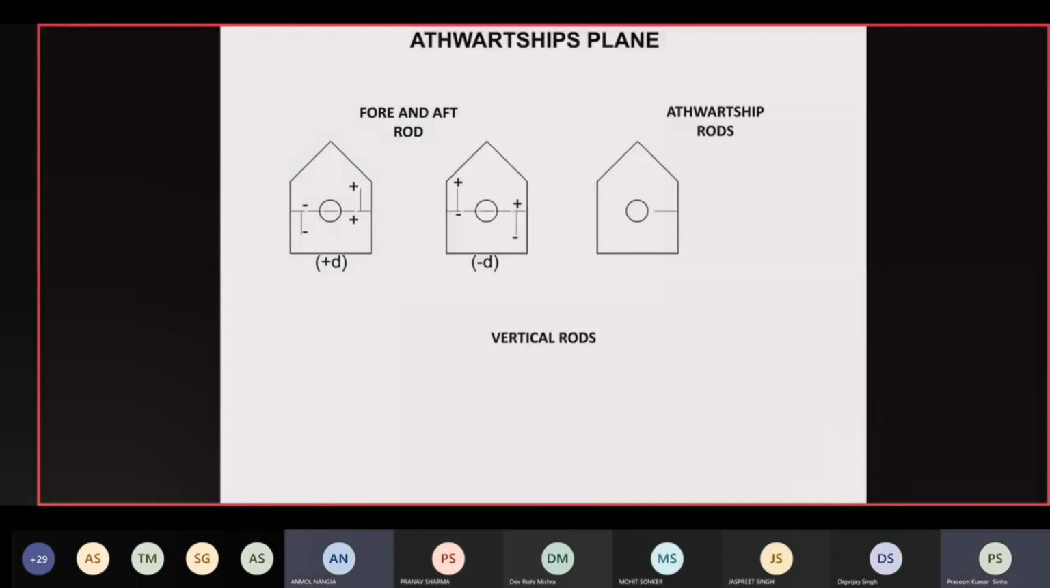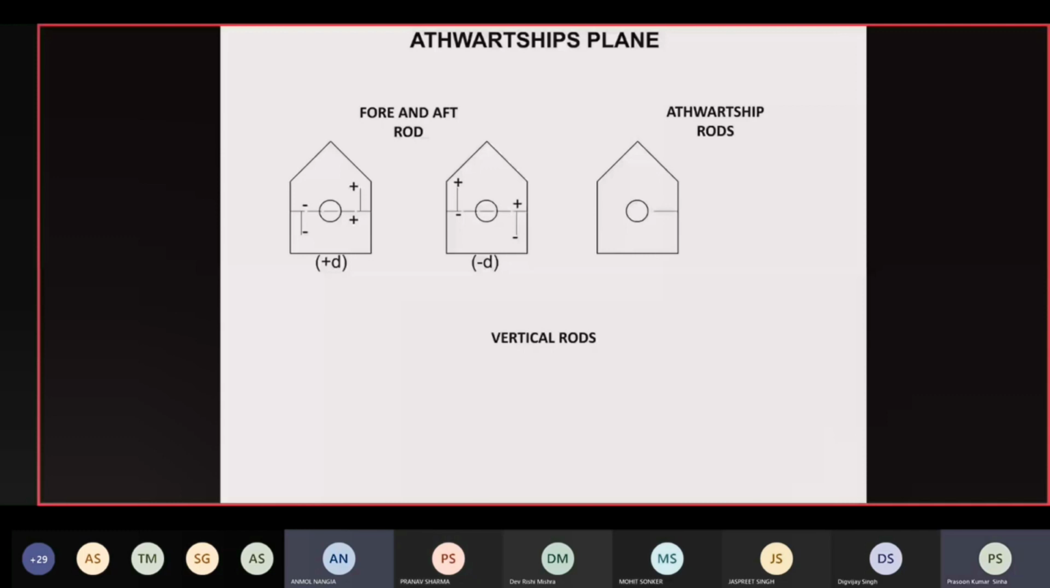सर जैसे कि ये जो हम लोग डी प्लस और माइनस बोल रहे हैं, ये दोनों रॉड्स का जो ओवरऑल आएगा, उसके बेसिस पे नेमिंग मिलेगी ना. प्लस डी में दोनों रॉड, स्टारबोर्ड और पोर्ट साइड वाले दोनों पॉजिटिव हैं, इसलिए हम उसको प्लस डी बोल रहे हैं. माइनस डी वाले में दोनों माइनस.